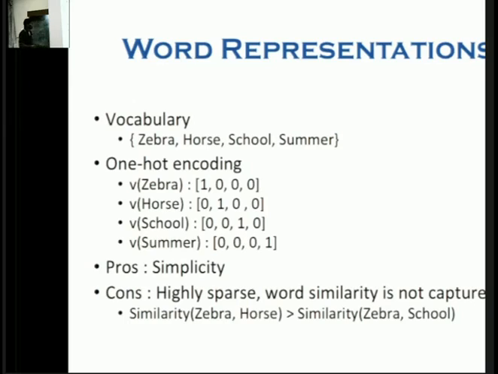And another problem with them is, I know that zebra and horse are somewhat more similar than zebra and school. So does it capture it in some way? No, right? They don't share any dimension anyway. So I cannot infer this information that zebra and horse are more similar than zebra and school. I cannot infer from these vectors. So we need vectors which can capture this similarity between different words.